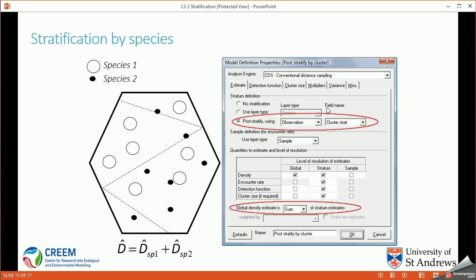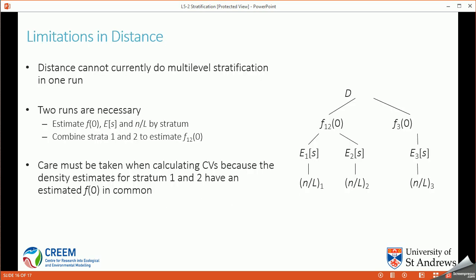And so in the model definition properties, we're doing everything at the stratum level, and instead of having a mean here, we just have a sum. Okay, so that's how we do stratified estimation, and stratified estimation in Distance in particular. And we looked at complete stratification, so F0, encounter rate, and mean group size estimated separately for each stratum. And we looked at combining F0 across all strata and estimating the other two parameters separately.